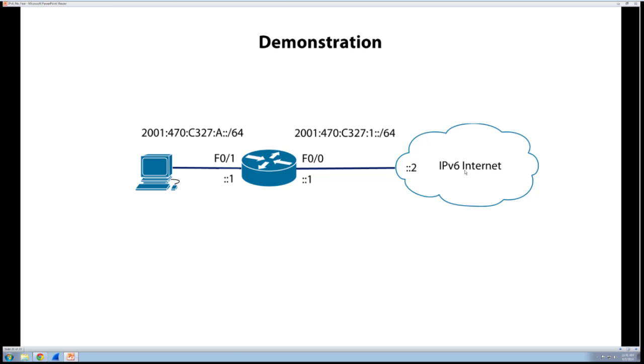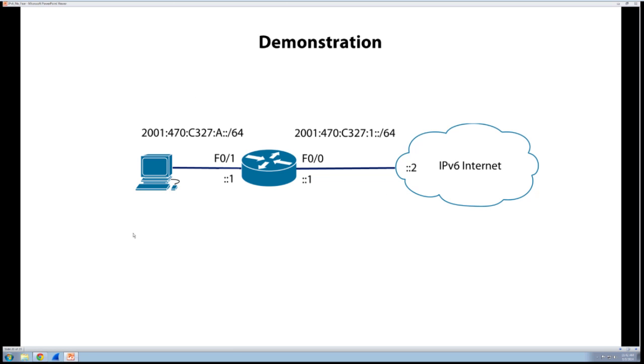So what I want to do is I have the IPv6 internet hooked up, and then I have an address from the IPv6 internet. This is my linking address, and that's 2001:470:C327:1::/64. I'm going to assign IP address ::1 to F00, and then the gateway is already set up in the IPv6 internet cloud to be ::2. So it's these first 4 hextets, and then ::1 for this side, ::2 for the internet side.